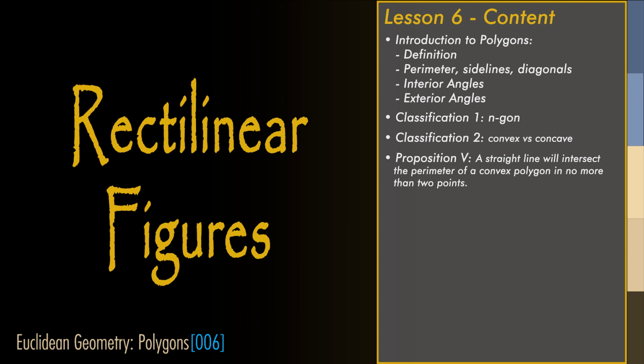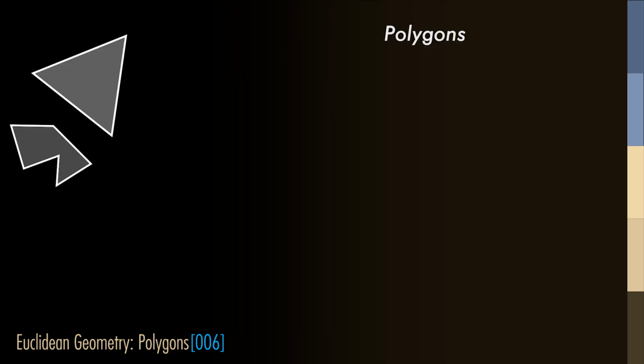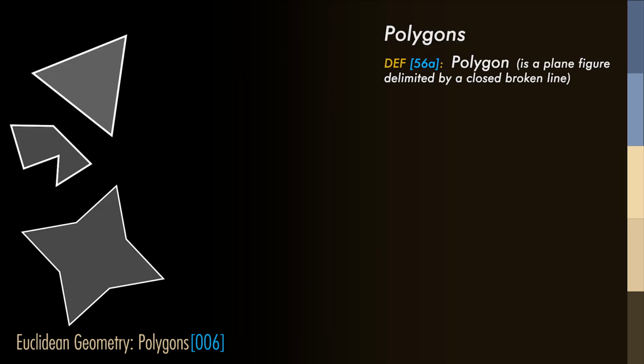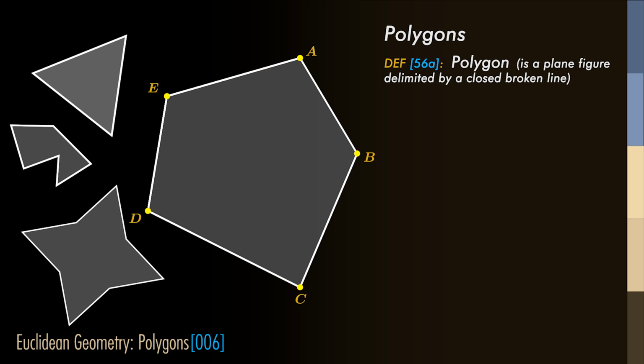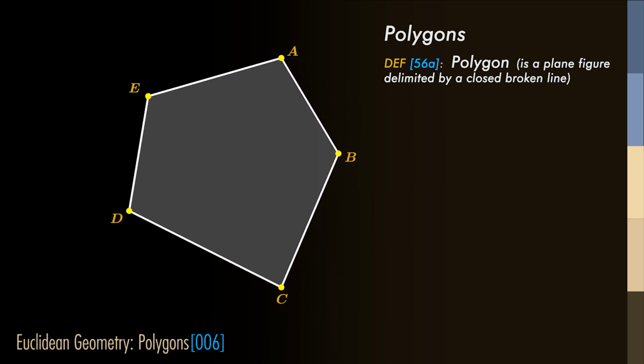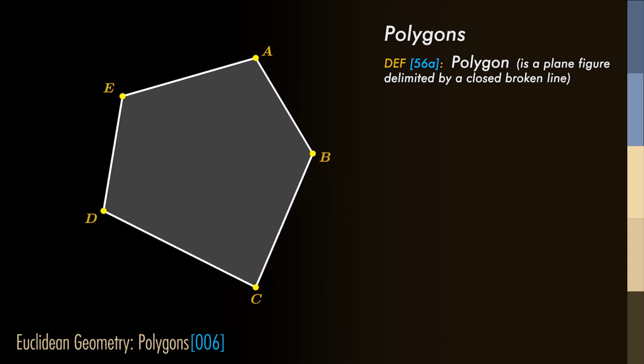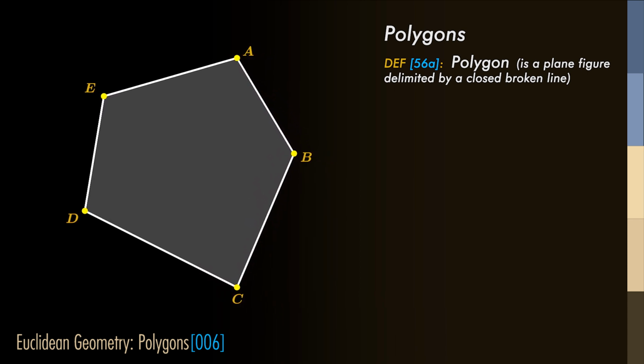In this chapter, we will start by looking at a special class of plane figures, namely polygons. Let's draw a few. We will take this one and use it to define terminology concerning polygons. A polygon is a plane figure that is delimited by a closed, broken line.